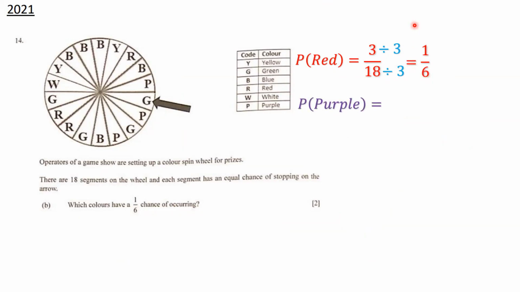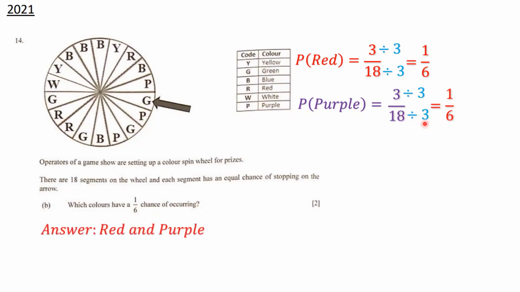Let's look at purple. P is for purple, right? So how many purples do we have? We have 3 purples. So it's 3 over 18, and to simplify it, 3 divided by 3 is definitely 1, and 18 divided by 3 is definitely 6. And so the colors which have a 1/6 chance of occurring are red and purple. Let's move on to the next question.